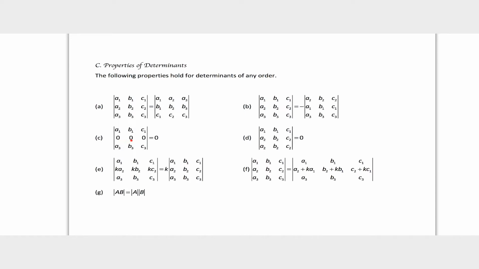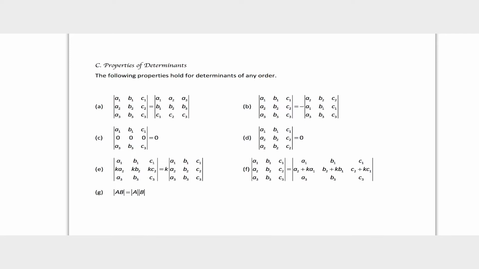If you find that one of the rows has all elements equal to 0, the determinant is equal to 0. This is not very difficult to prove, because you can make good use of this row by using the cofactor expansion, and then all the cofactors are equal to 0, and times the minor matrix is also equal to 0.